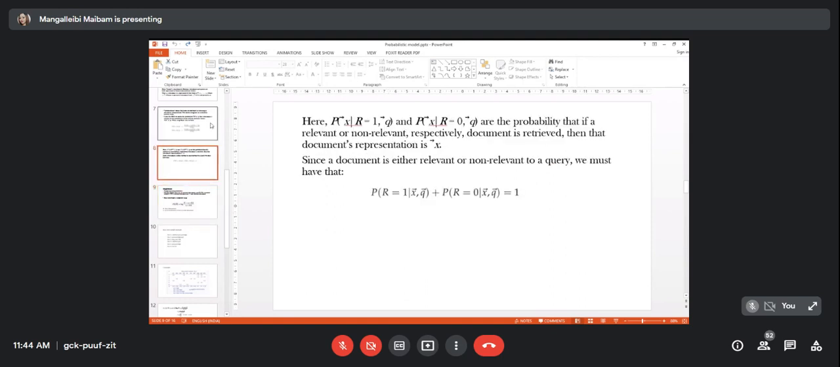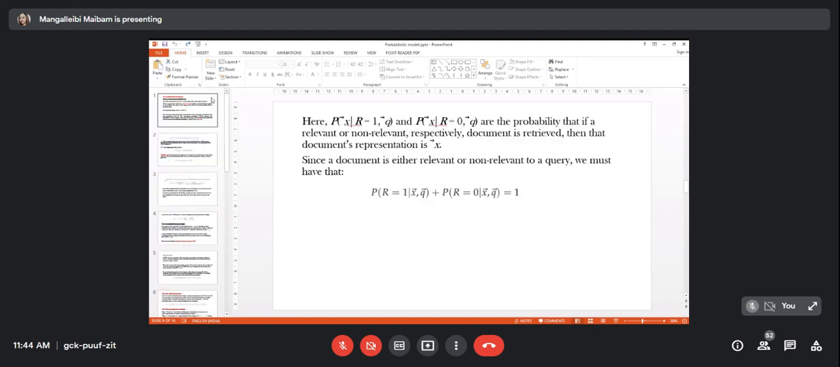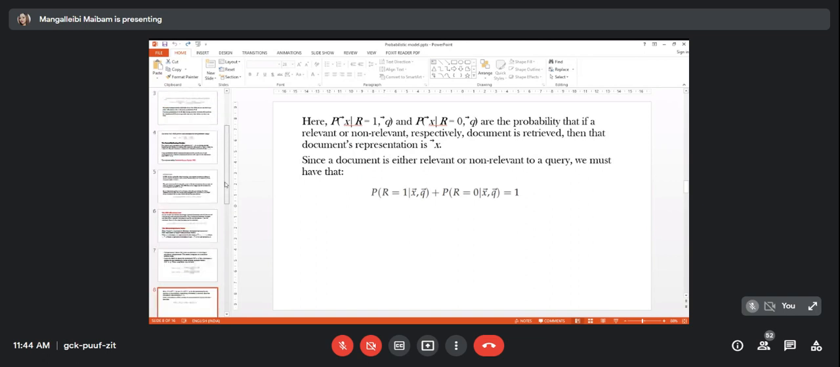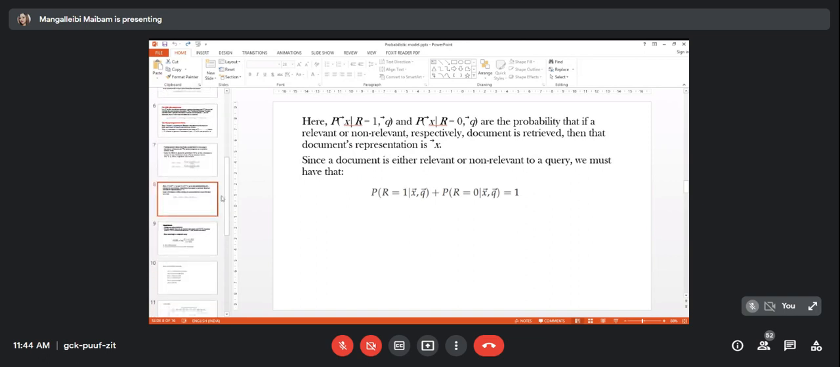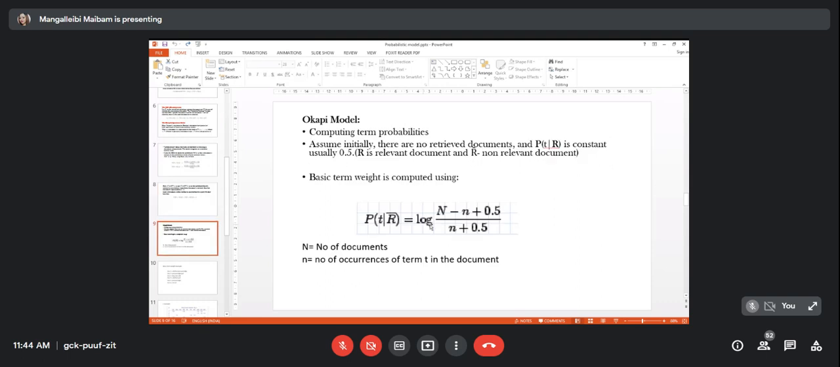So up to this we have studied the review of probability theory. Now we will start the first model, the Okapi model. The Okapi model is very important. We have three Okapi models: the basic Okapi model, the improved Okapi model, and the Okapi model with BM25. So let us first start with the first Okapi model.